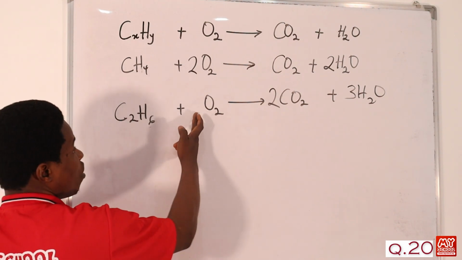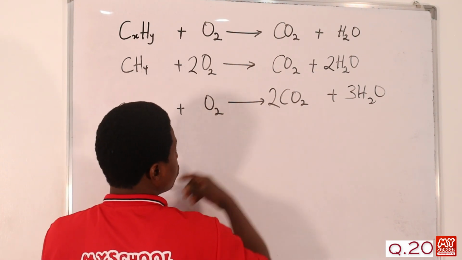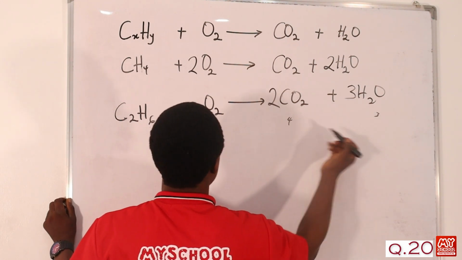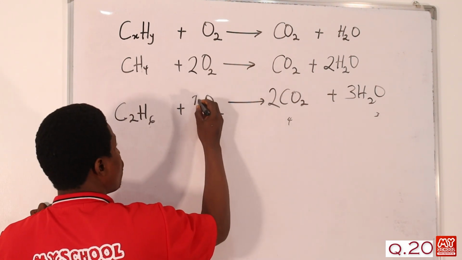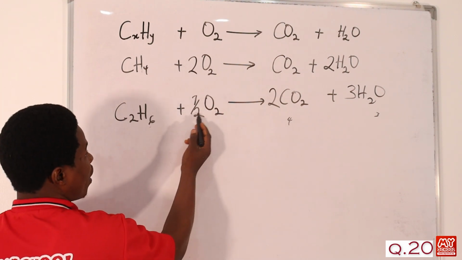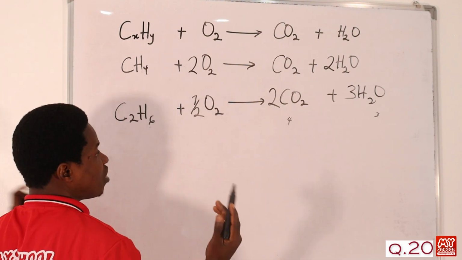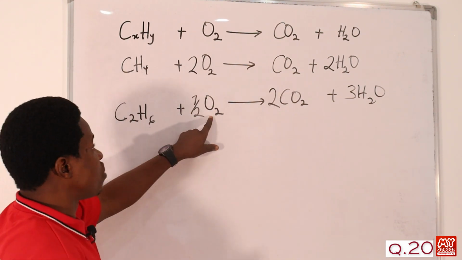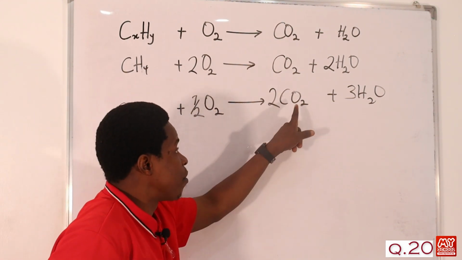So now you balance your oxygen. Oxygen here, 2 times 2, is 4. Oxygen here is 3. So 4 plus 3 is 7. We have 7 here, so you can have 7 over 2 here, because 7 over 2 times 2 will give you 7. So it is balanced up now. In other words, a hydrocarbon reacts with oxygen to form carbon dioxide and water.